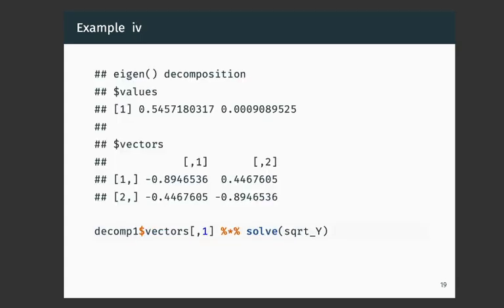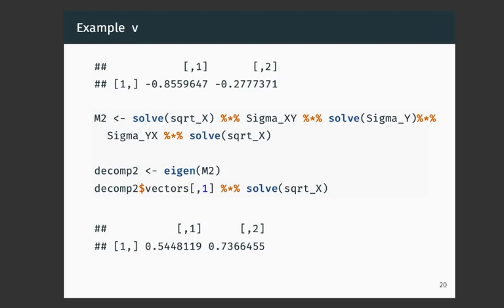If I look at the results, I see that I get two eigenvalues, 0.55 and 0.001. I also get the eigenvectors. If I take the eigenvectors and multiply by the inverse square root of Sigma y, I get the canonical directions.